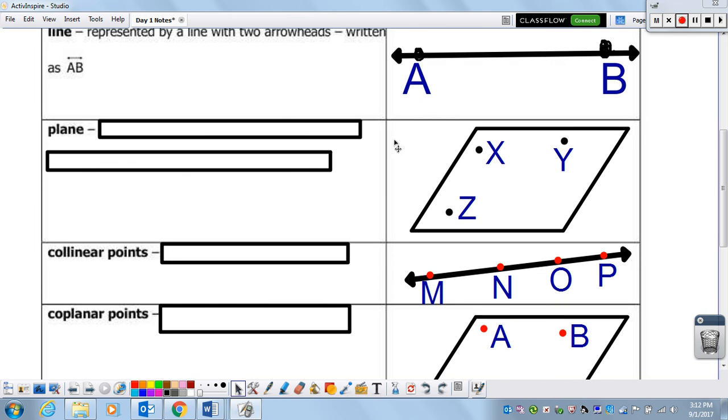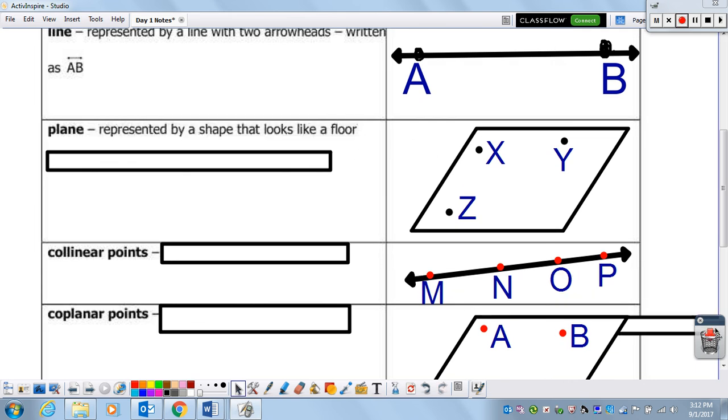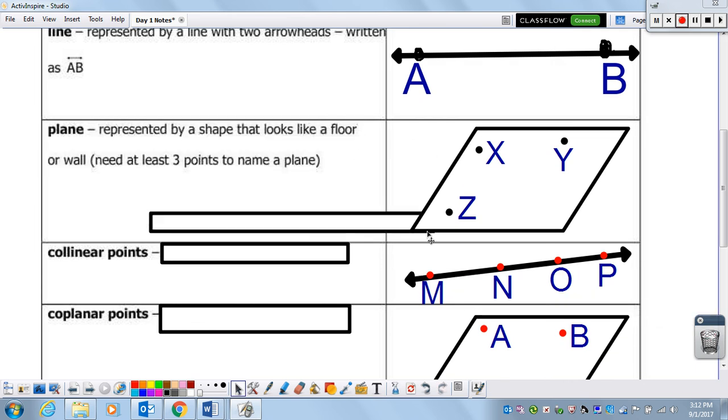The next figure we're going to talk about is a plane. A plane is represented by a shape that looks like a floor or a wall. You can see here, it needs to have at least 3 points on it in order to name the plane. We'll get into how to name them in just a minute.